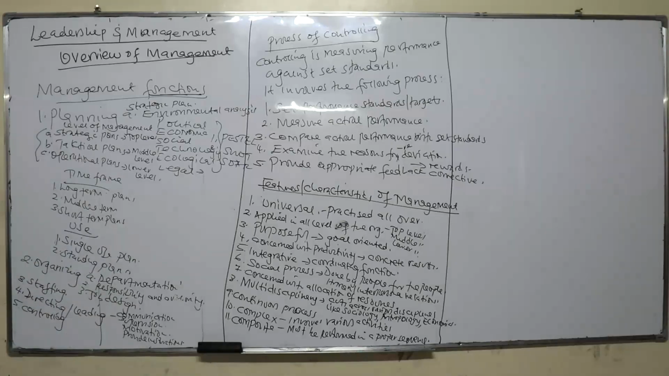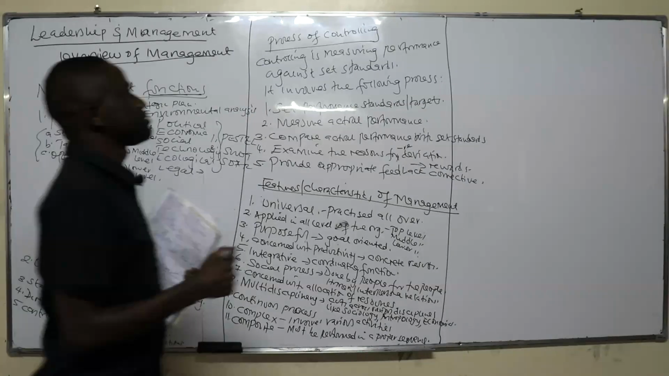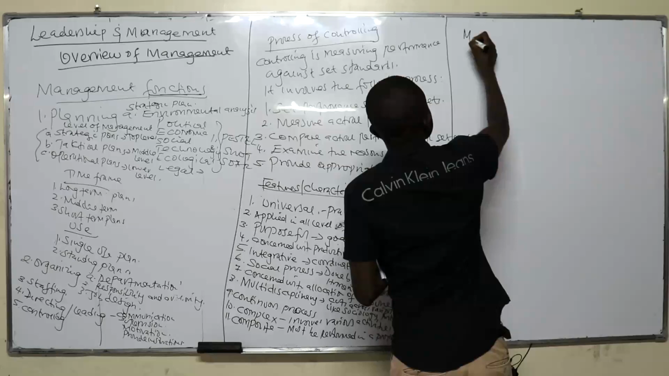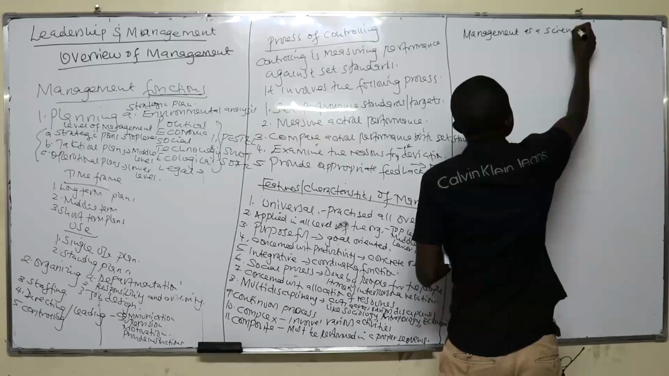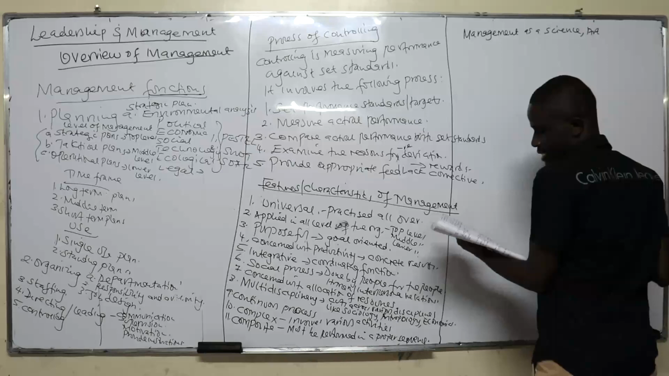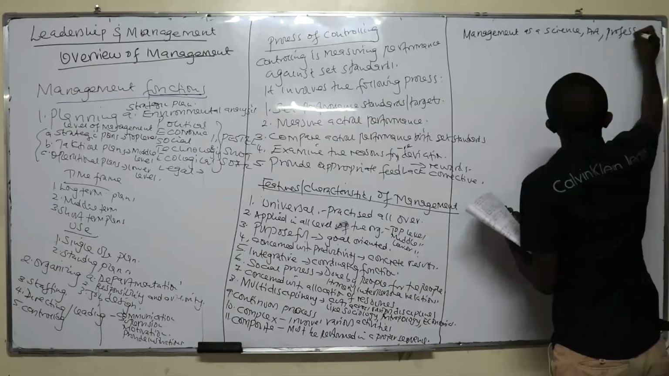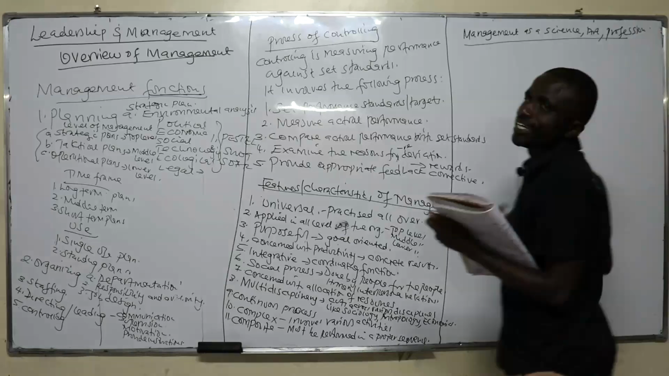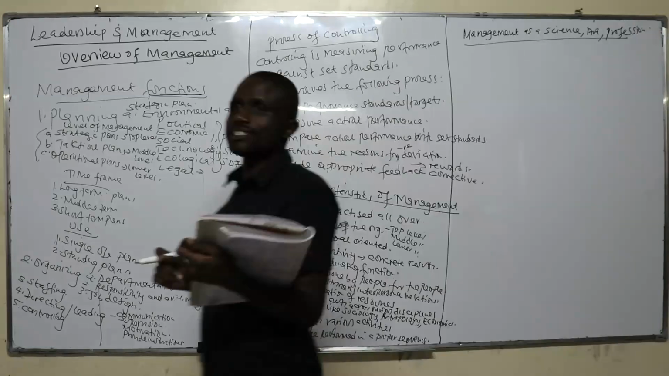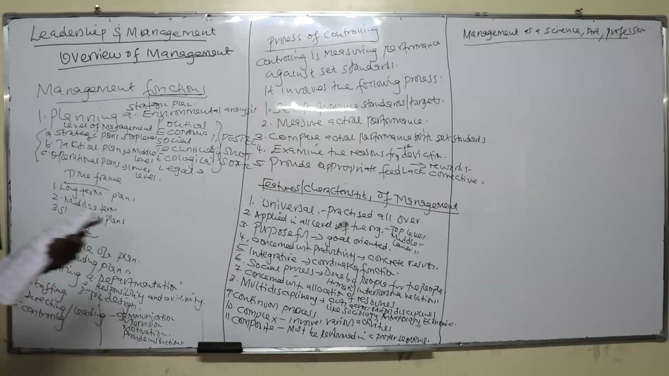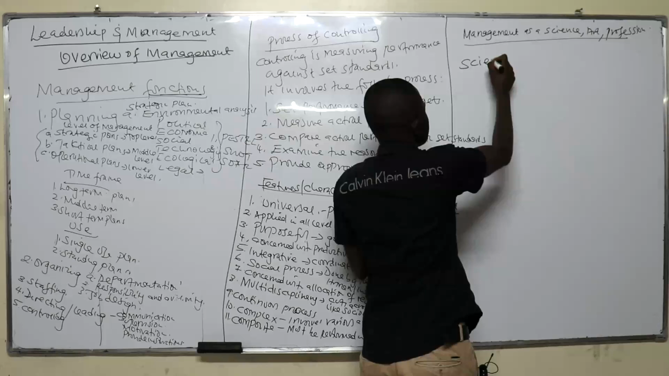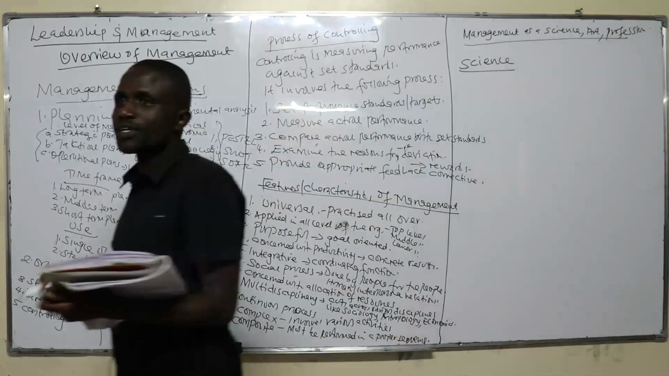So then we look at management as a science, as an art, and as a profession. So you are told to justify management as a science. Is it a science? It's an art and it's also a profession. Why is it a science? You need to examine the characteristics of science. Are you together? For you now to see management as a science.